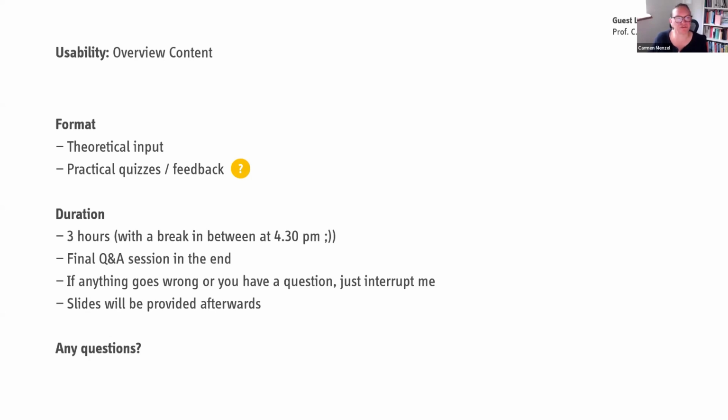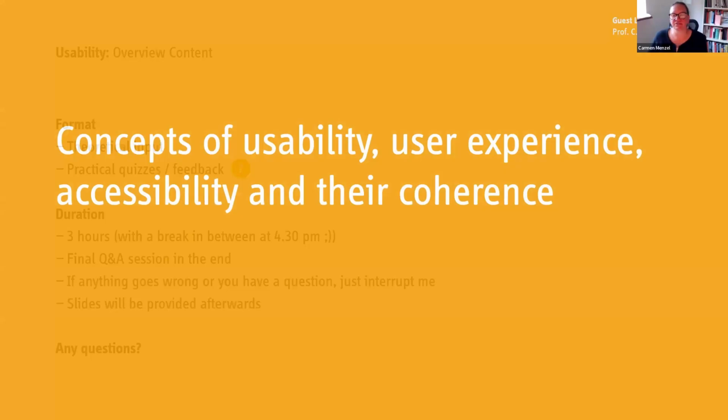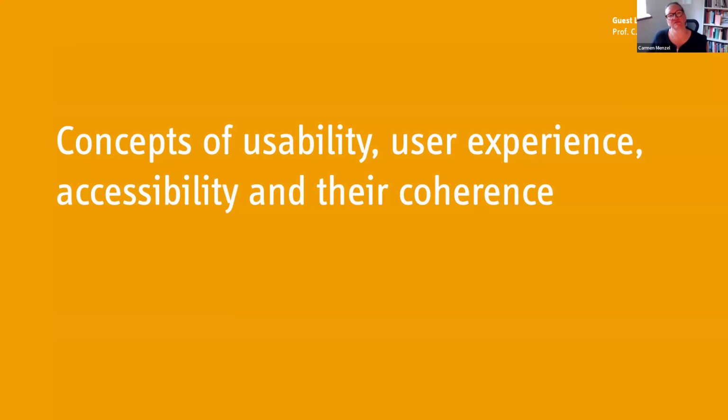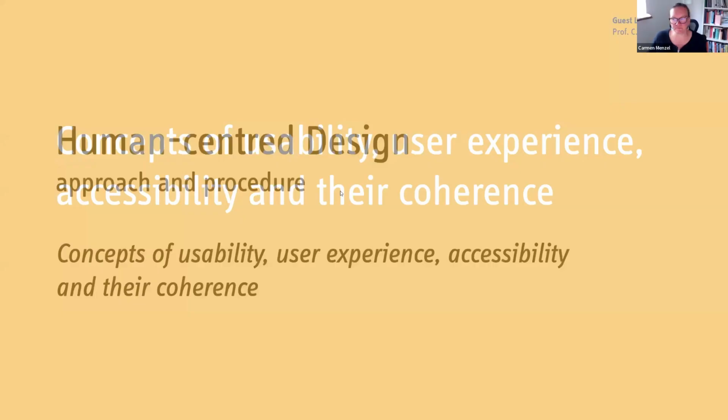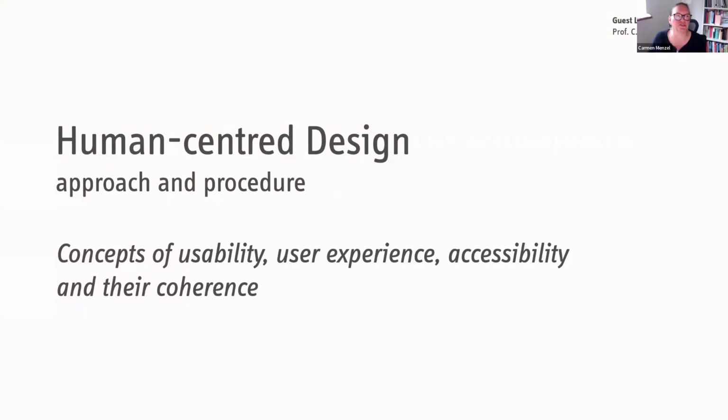Then let's go into the first chapter: the concepts of usability, user experience, accessibility, and how they are interrelated. First of all, we will take a look at the approach of human-centered design. This is something which is defined in a beautiful norm, the Deutsche Industrienorm. This is the DIN ISO.